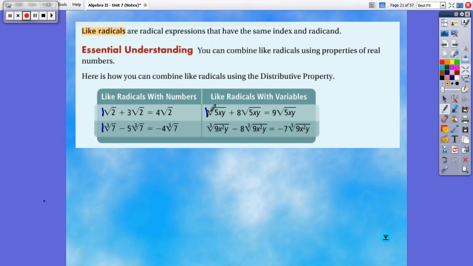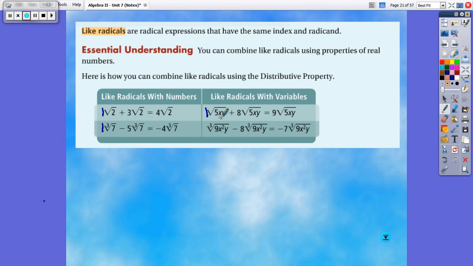Again, we do the same thing with variables. There's really a 1 there. We have the square root of 5xy, square root of 5xy, so we're good. We're allowed to add those together. So I have 1 tree, let's say, plus 8 trees, and I'm going to have 9 trees. So that's how I think of it. It makes it a little bit easier to add them together without getting confused with all the variables.